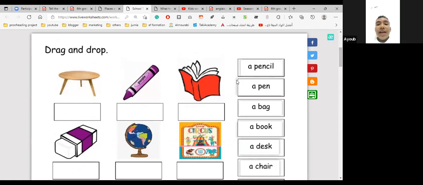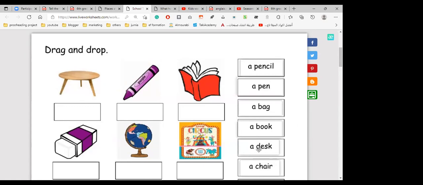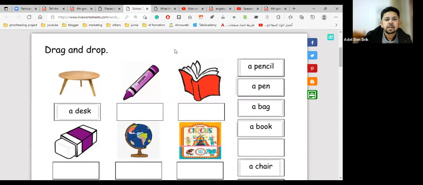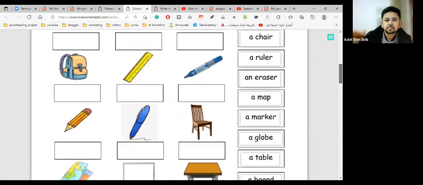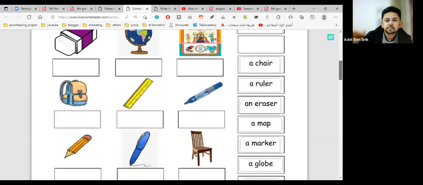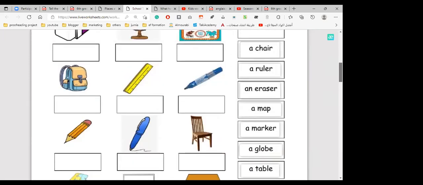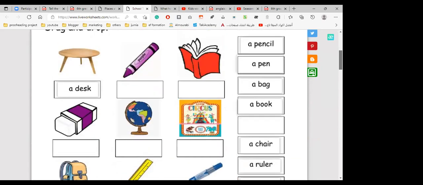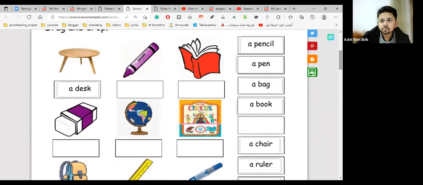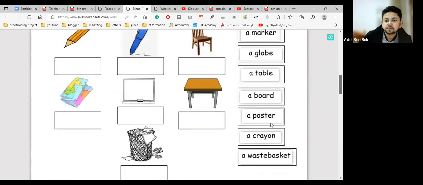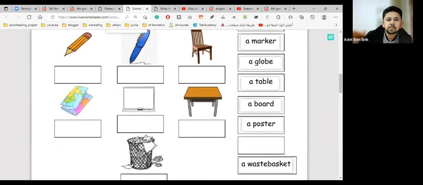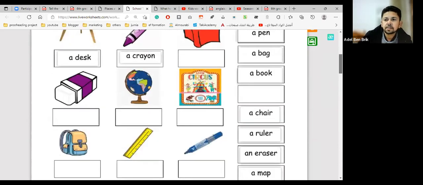Number one. A desk. Okay, number one is a desk. What about number two? What's number two? Is it a marker or a crayon? Crayon. Okay. A crayon. Number two is a crayon. As you said, it is a crayon.